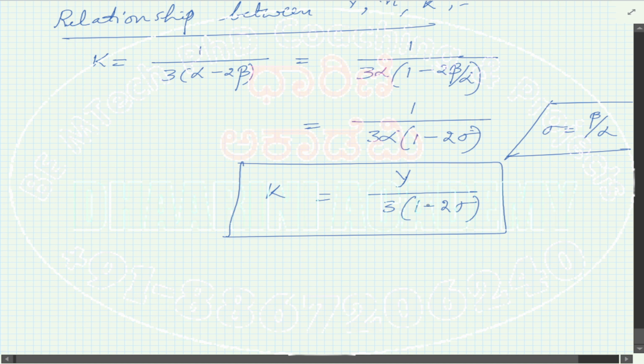Now what I do, I perform Y by 3K. So this implies Y divided by 3 times K is equal to 1 minus 2 into sigma. I cross multiply. Let's hold on to this and call this equation number 1.